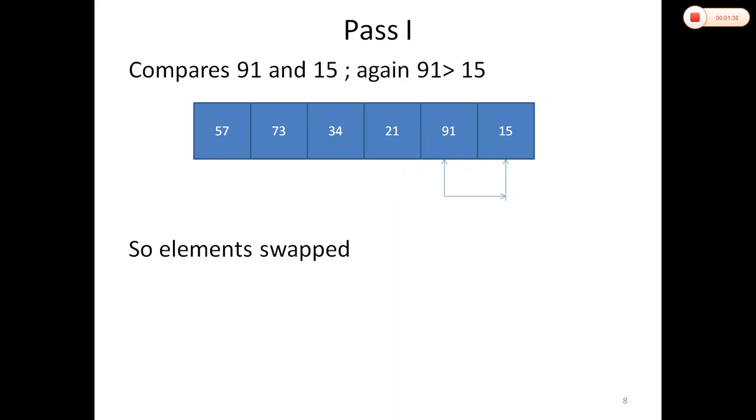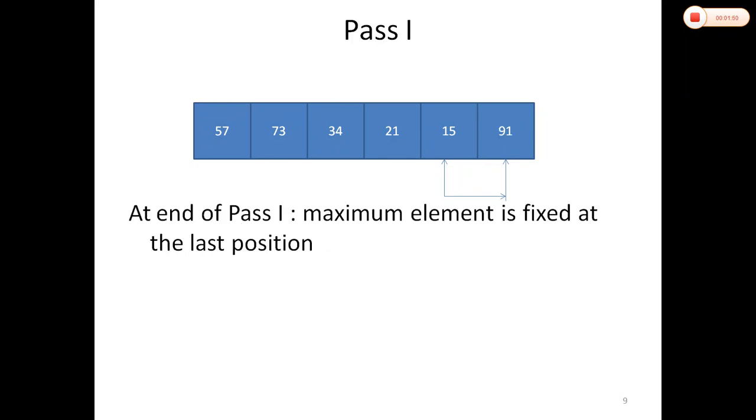Now it compares 91 and 15. 91 is bigger than 15, so 91 is pushed to the last place. So the elements are swapped here. We have come to the end of pass 1. At the end of pass 1, the maximum element is fixed at the last position.